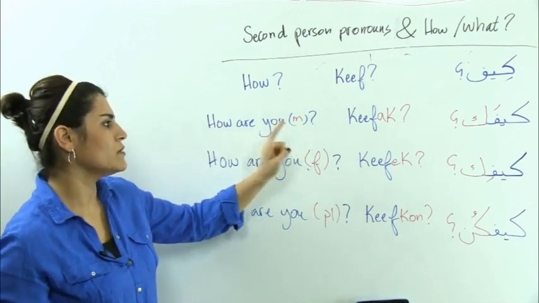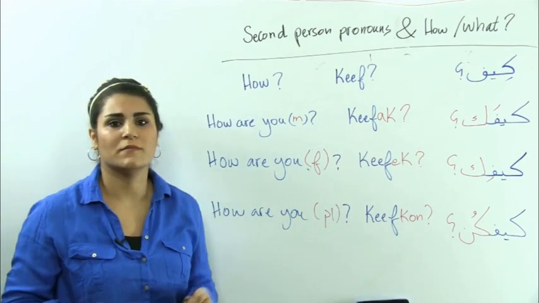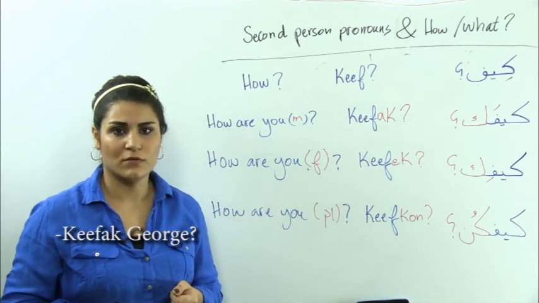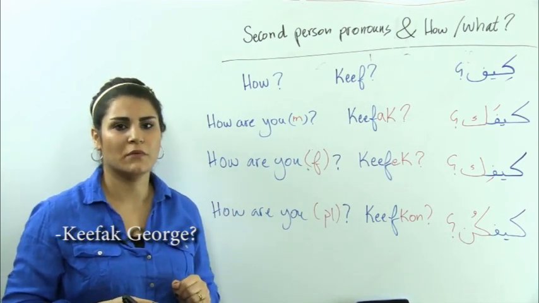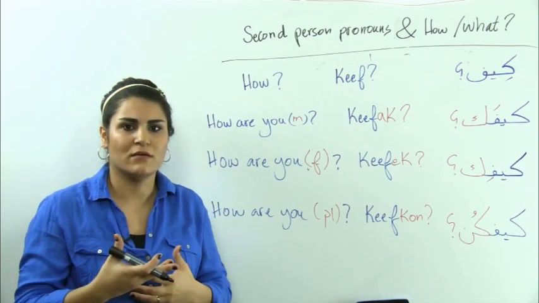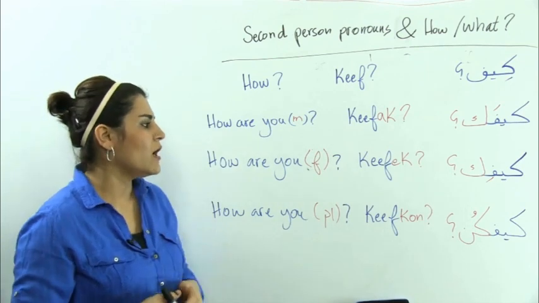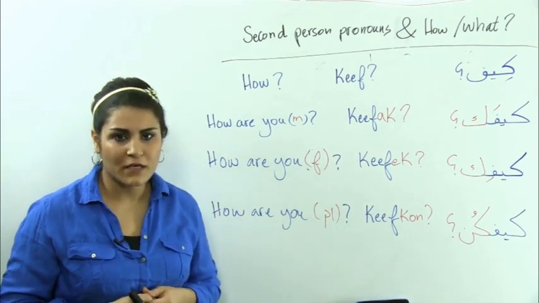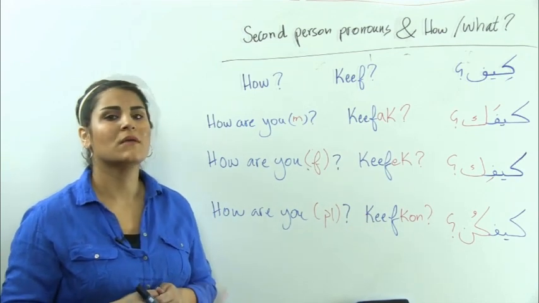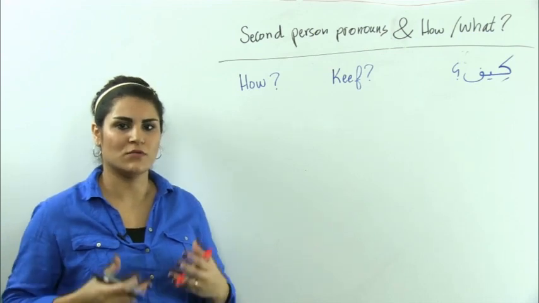So we say, how are you, masculine? كيفك. I'm talking to George. I'm saying, how are you, George? We say كيفك George. You can say the name in addition to the question just to show that you know that person. You say his name as a kind of respect. And how are you, feminine? كيفك. And how are you, plural? كيفكن.